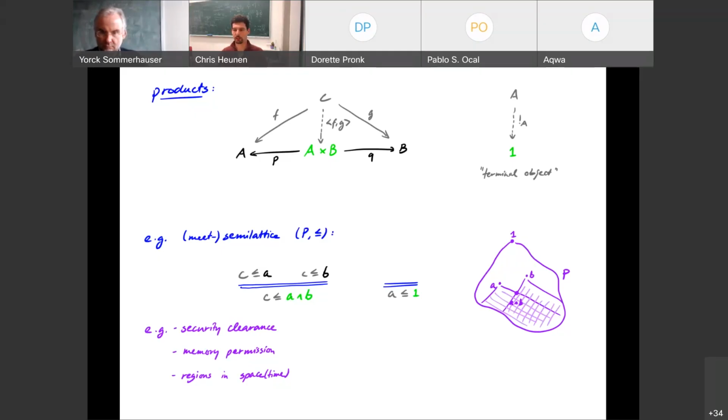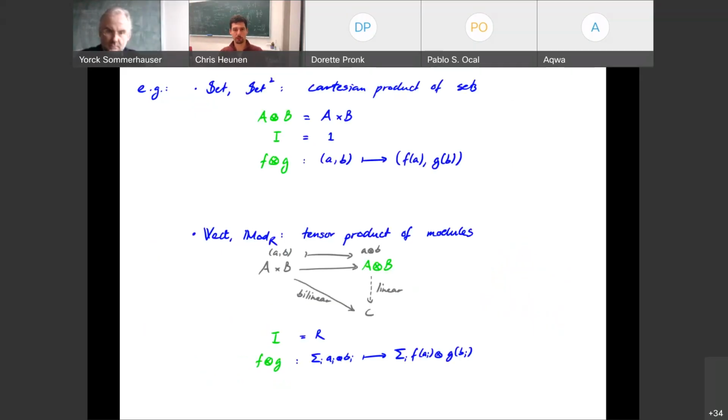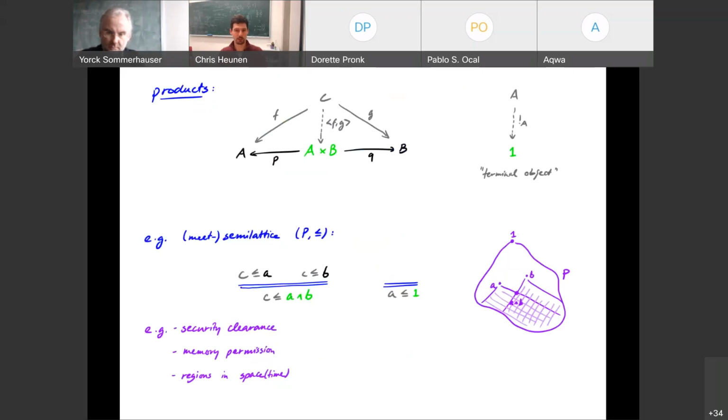And in the nullary case, that means I have something like a terminal object that we'll call 1, such that for any object, there's a unique map into 1. So for example, this Cartesian product of sets that we used as a monoidal product on the previous slide is an actual categorical product in this sense.